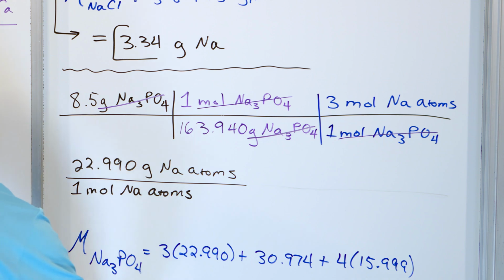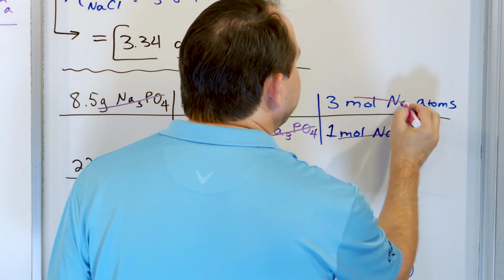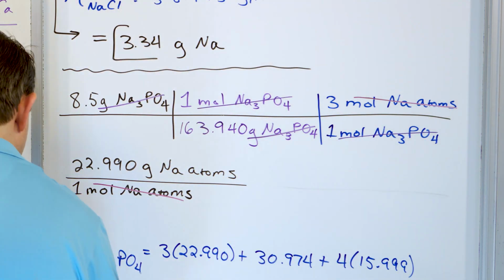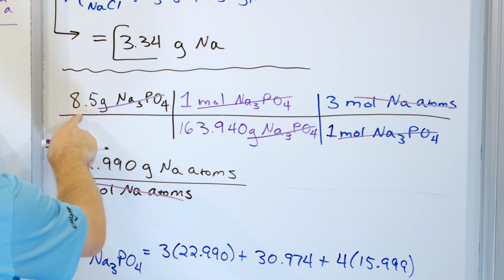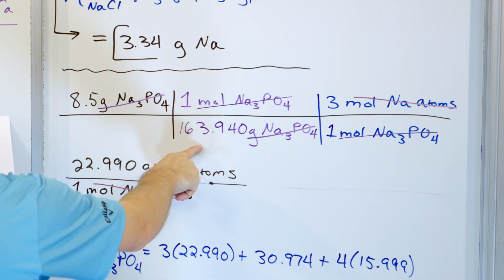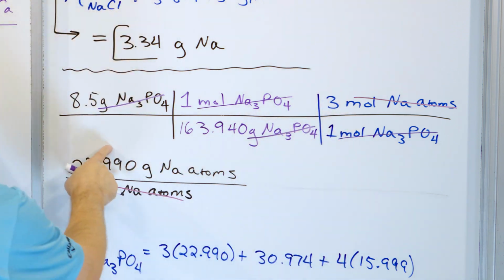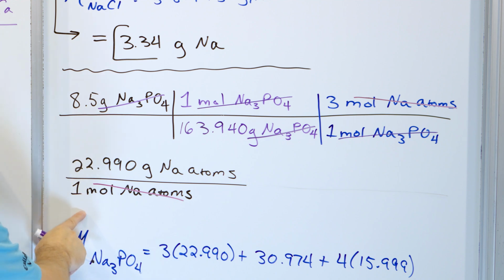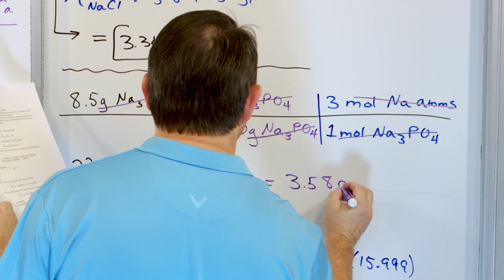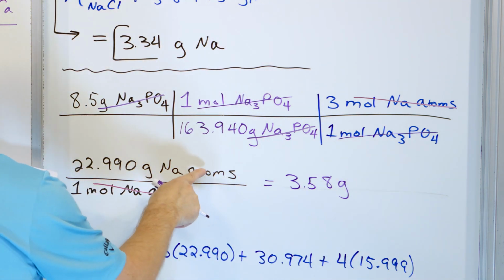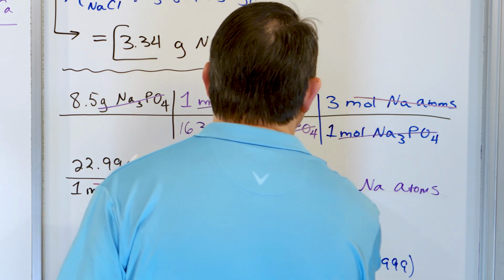Because on the bottom, we have moles of sodium atoms. And over here on the top, we have moles of sodium atoms, so those two things cancel. So what we do is we take 8.5 times 1 divided by 163.940 times 3 divided by 1, then times 22.990, then divided by 1, and the answer that we actually get is 3.58 grams. Grams of what? Grams of sodium atoms. And this is the final answer.